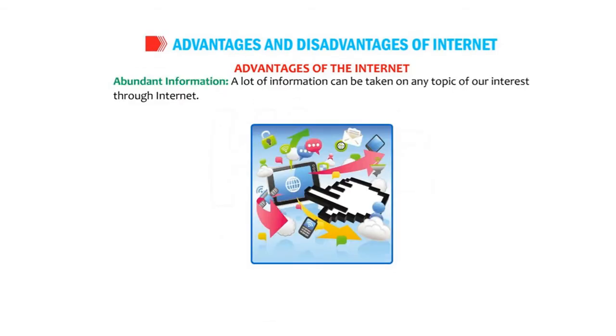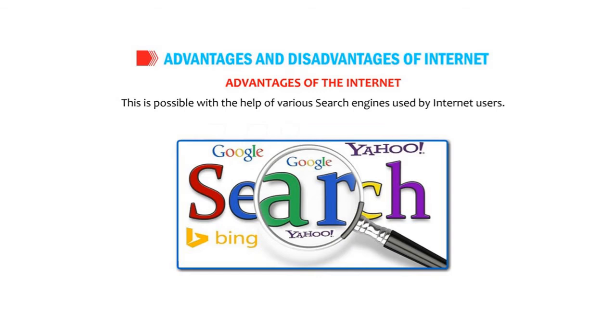Next is abundant information. These are the advantages of the internet. So, abundant information means a lot of information can be taken on any topic of our interest through the internet. This is possible with the help of various search engines used by the internet users. So, there is a lot of information available on the internet.